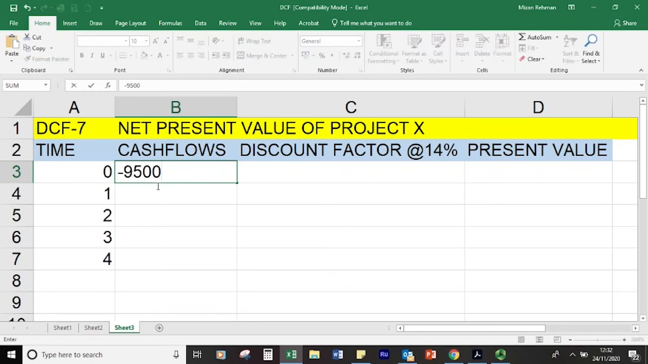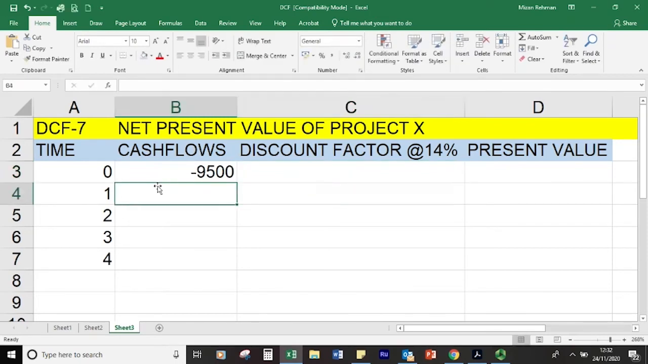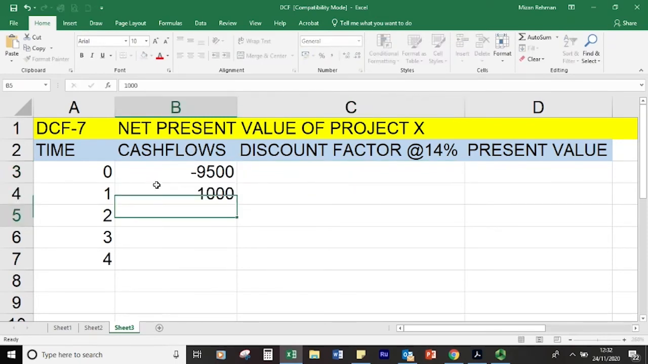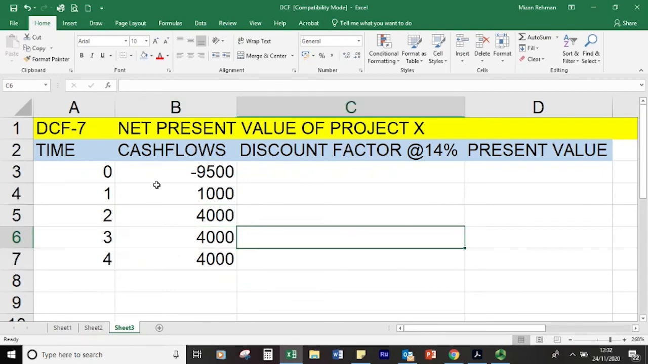9,500. And then we receive 1,000, 4,000 for the next 3 years, 4,000. So it seems like we are investing 9,500 and we are receiving £13,000 in cash terms.